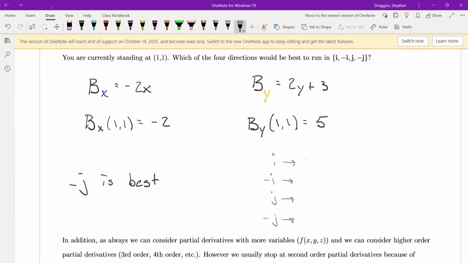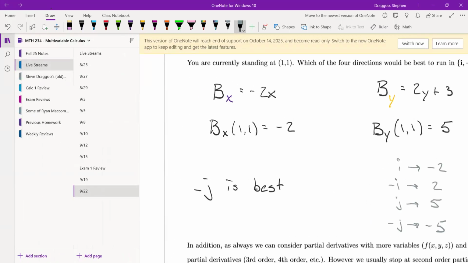If I run in the positive x direction, I will run away from 2 bees. If I run in the negative x direction, I will probably be surrounded by 2 more bees. If I run in the positive y direction, I'll be surrounded by 5 more bees. But if I run in the negative y direction, I will lose 5 bees. And again, I'm looking to get away from as many bees as possible, so I want the largest negative slope here.